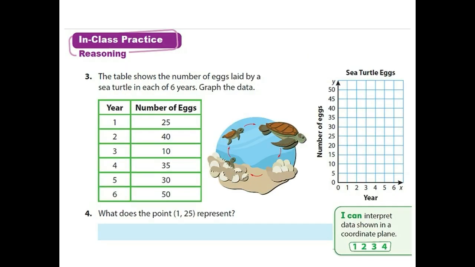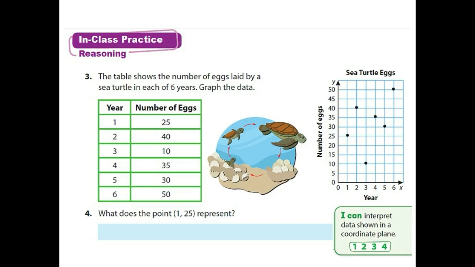All right, number 3. The table shows the number of eggs laid by a sea turtle in each of 6 years. Graph the data. So down here is the year. We got the x-axis, and the y-axis is the number of eggs. Here's 25, right? And it goes in increments of 5, doesn't it? All right. I want you to go ahead and graph that data, and then we'll go over it.